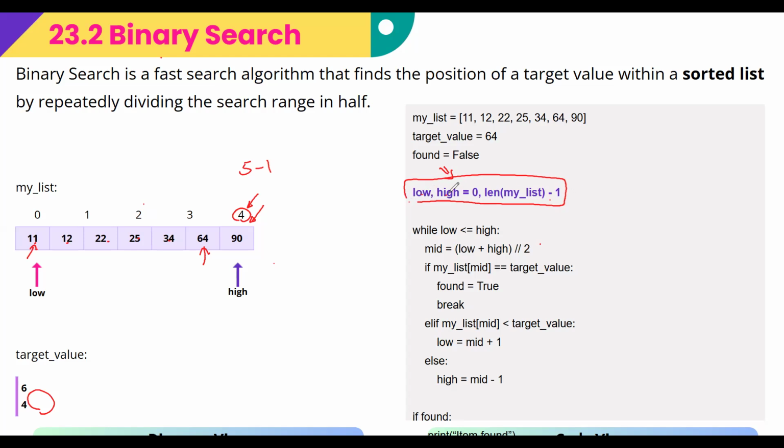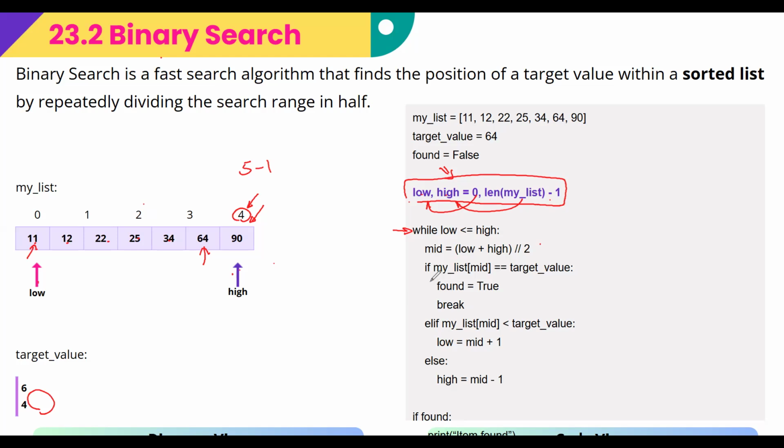You are assigning 2 variables in this way, so the 0 goes to the low and the length goes to the high, and then we have a while loop. This while loop will continue until the low is less than or equal to the high, which means that we will keep moving the low and the high until they are almost equal. Once they are equal, we will finish. I mean, the loop will end.